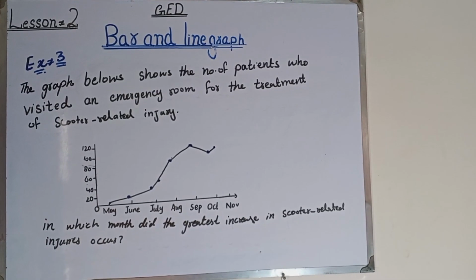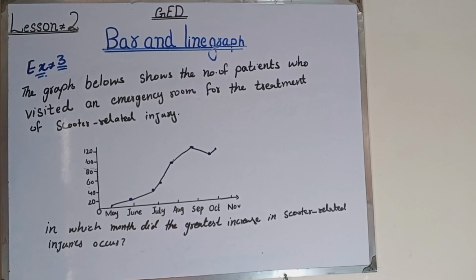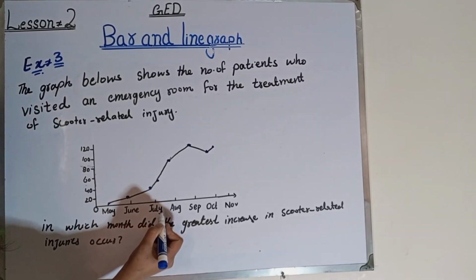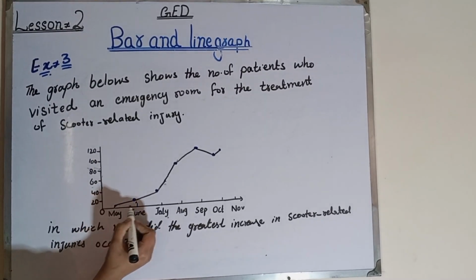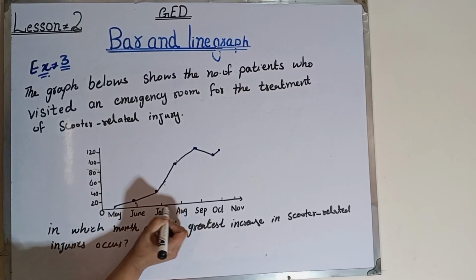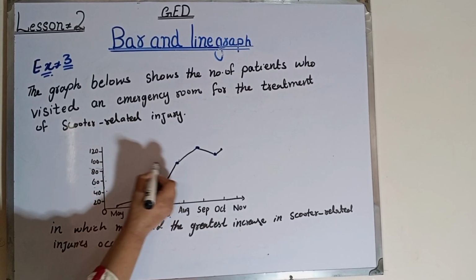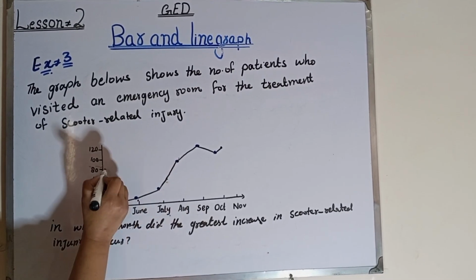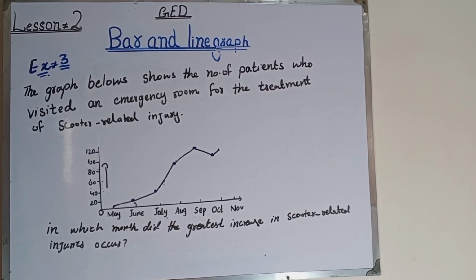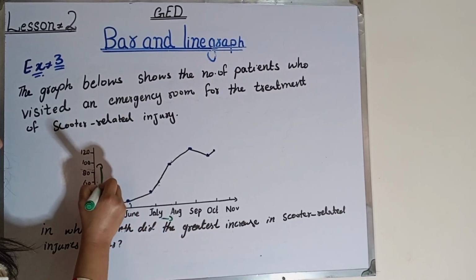You can tell whether there was an increase or decrease from one month to the next. A steeper line shows the greatest increase. From May 0 to June 20, there's only a 20 difference. There's a 10, 20 difference, 20 to 40, but from July to August it goes 40, 60, 80, and then 100. That's a great difference between 40 and 100. This is a huge difference. So, I think it's July to August because there's a huge difference.